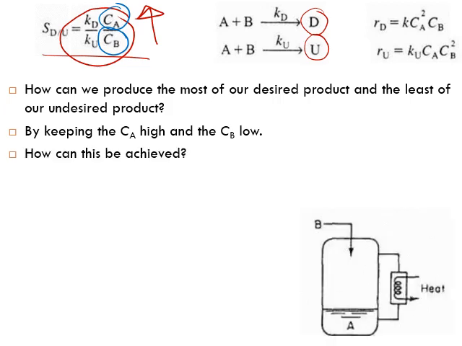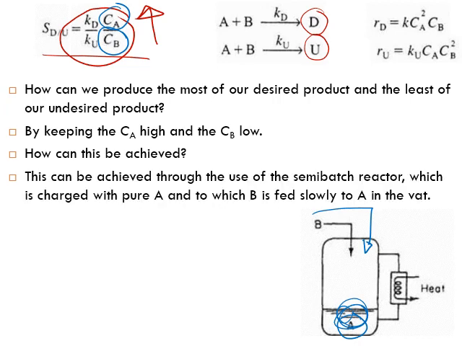Well, simply by having a semi-batch reactor where initially you have A charged and then slowly you add B. So this way you make sure that the concentration of B inside the reaction mixture is always low. So this can be achieved through the use of a semi-batch reactor, which is charged with pure A and to which B is fed slowly to A in the vat.